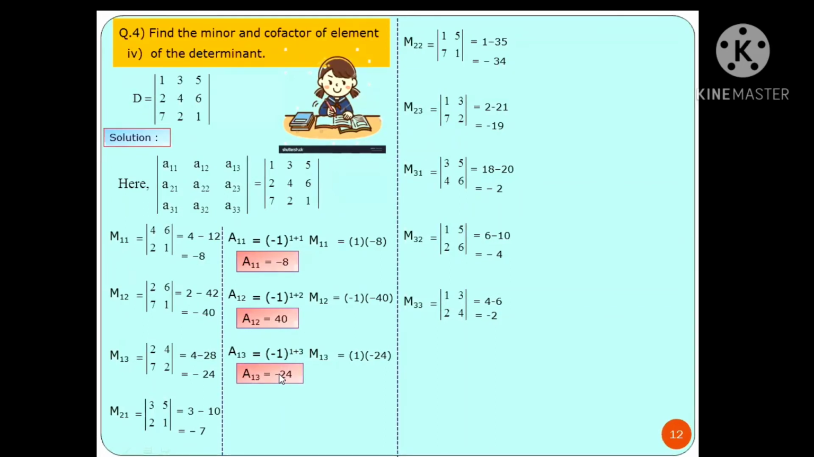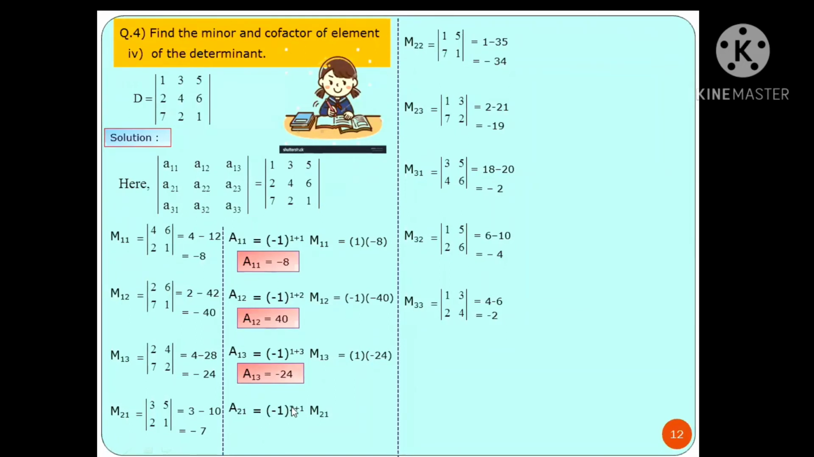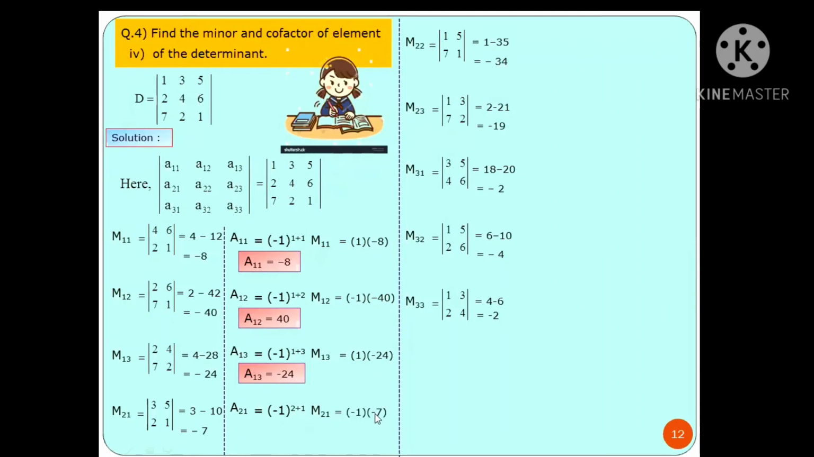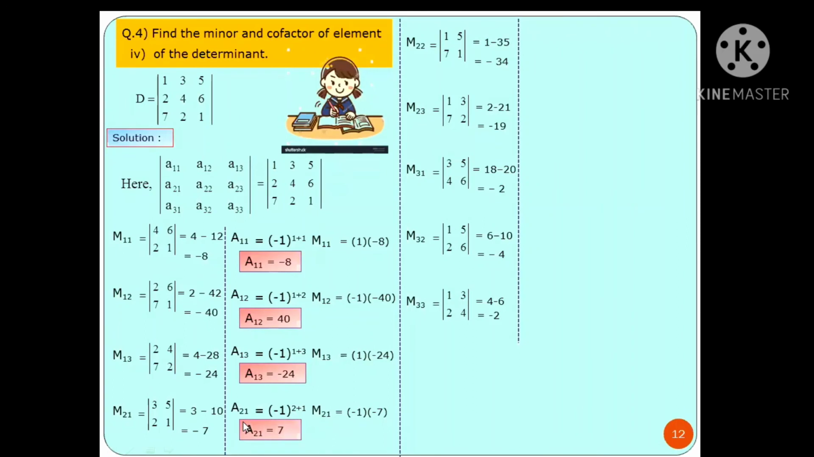Next, the value for cofactor A21 is equal to minus 1 raised to power 2 plus 1 into minor M21. 2 plus 1 sum is 3, minus 1 raised to power 3, the answer is minus 1, multiplied by the M21 value minus 7. The product, minus 1 into minus 7, is plus 7. Hence, A21 value is 7.